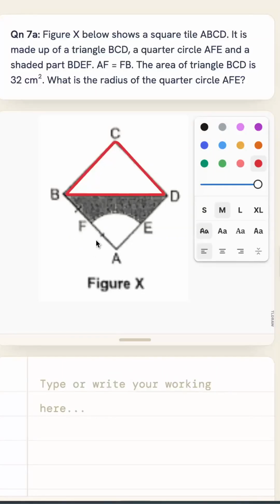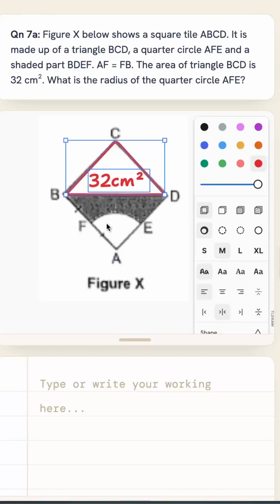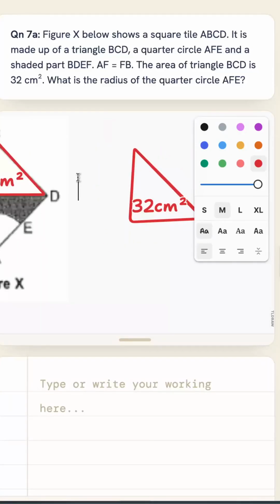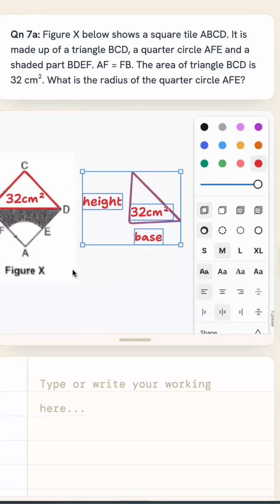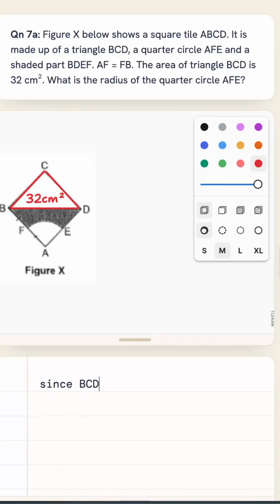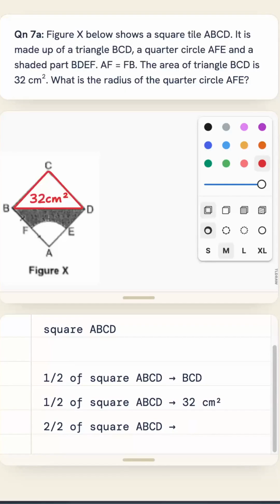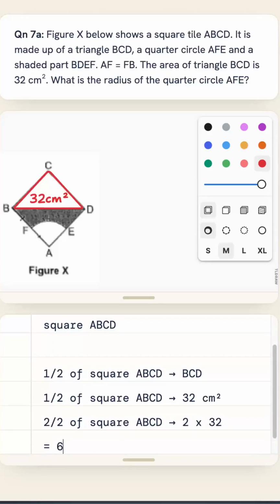So we know that BCD, highlighted in red, is 32 centimeters square. So this is basically half a square, which means that if we were to rotate it, it will look something like this. It's the same. And that means we have the height and we have the base. Actually, the easier way is, since BCD is half of the square ABCD, that means BCD is equal to half of square ABCD. So the full square of ABCD is basically 2 times 32, this will give us 64 centimeters square.